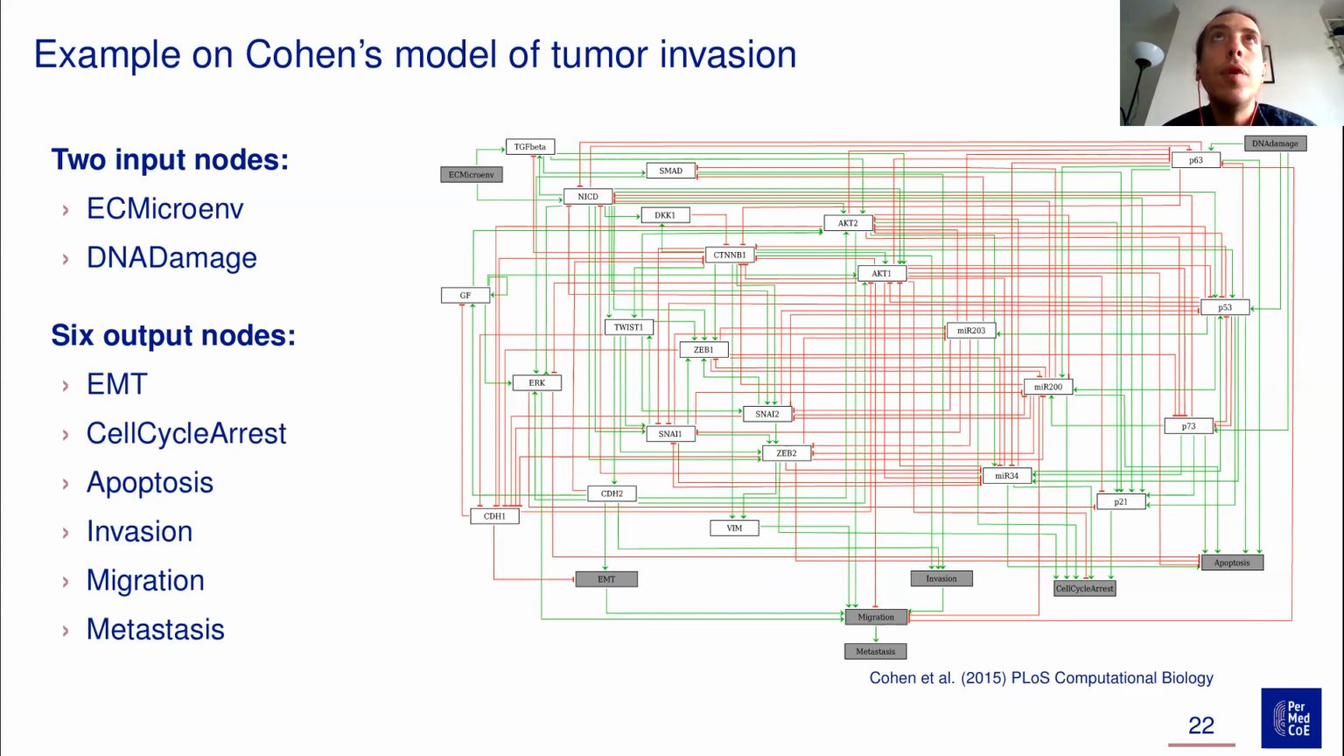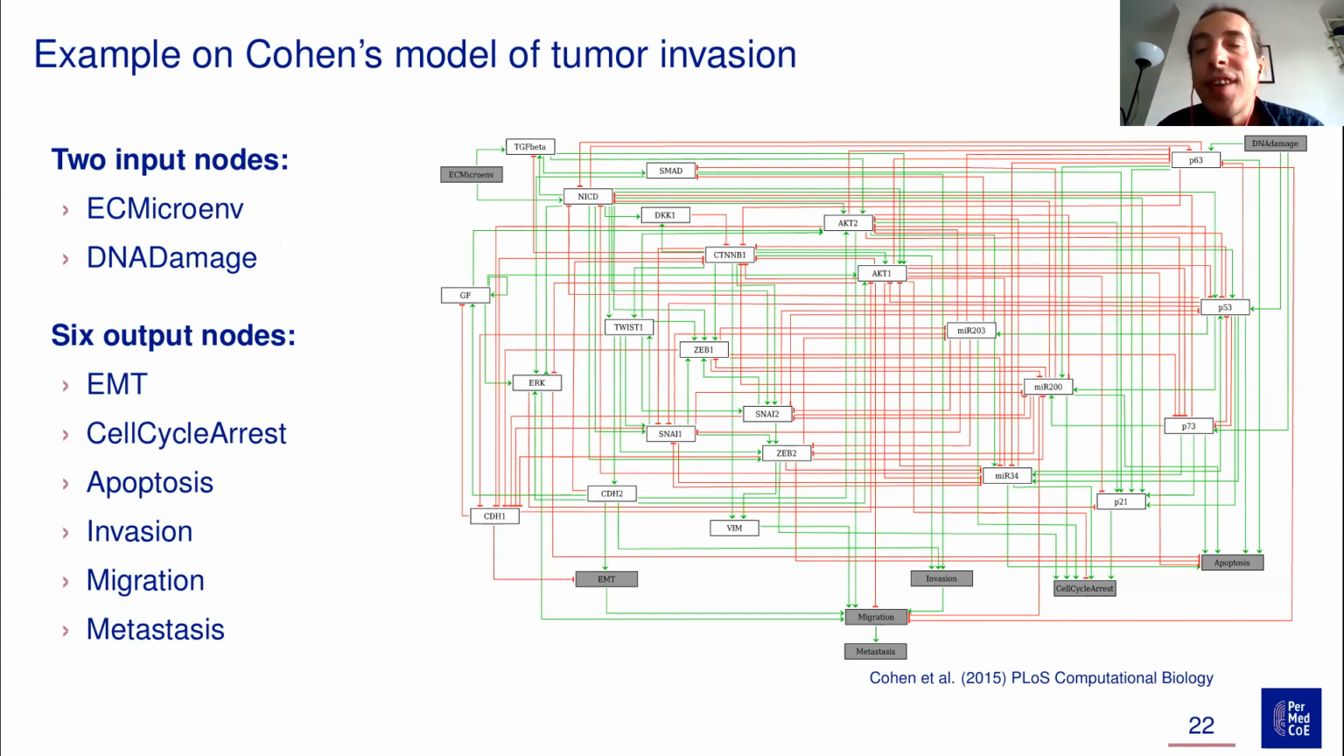And we have two important types of nodes. The first one will be the input nodes. They are, like the node A in my simulation, nodes that will stay constant during the simulation and that you set at initial time. So here we'll have two input nodes, one called EC microenvironment, which will basically describe the influence of a microenvironment on this system of tumor invasion. And the other will be the presence or absence of DNA damage. This DNA damage can be caused by some drugs, for example.